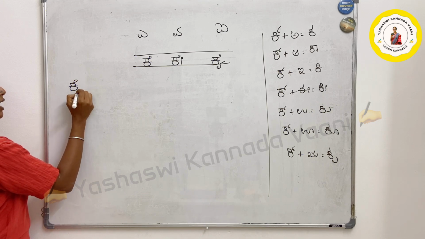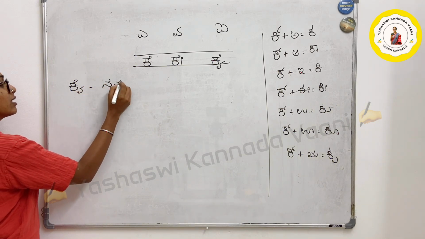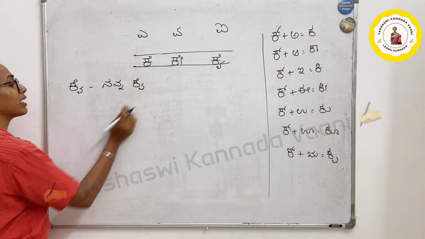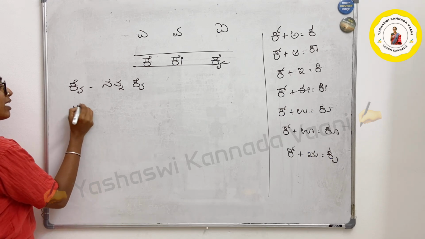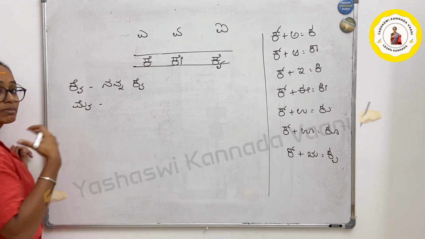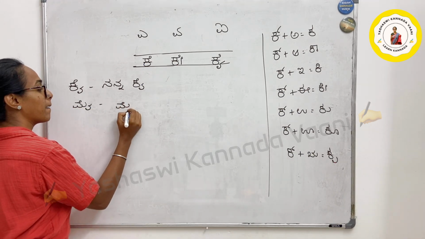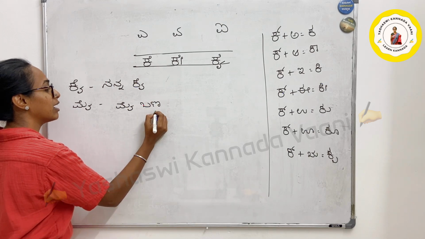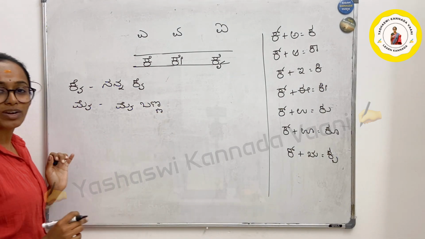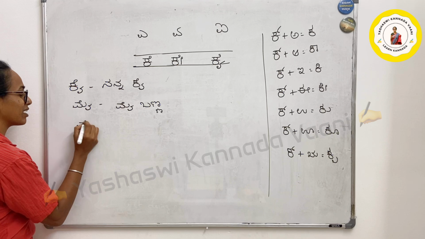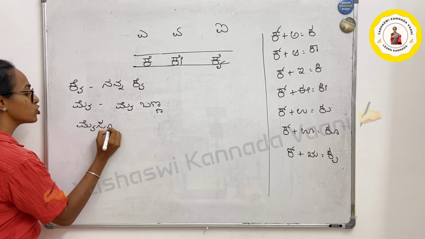So next we'll come for one more, that is kai. Kai means hand. Nanna kai. My hand. Okay. Next is mai. Mai is body. Mai banna. The color of the body. Okay. Next one.